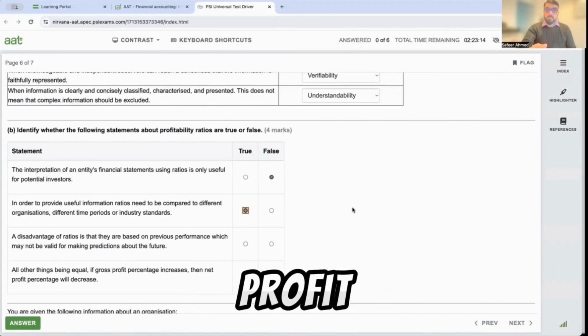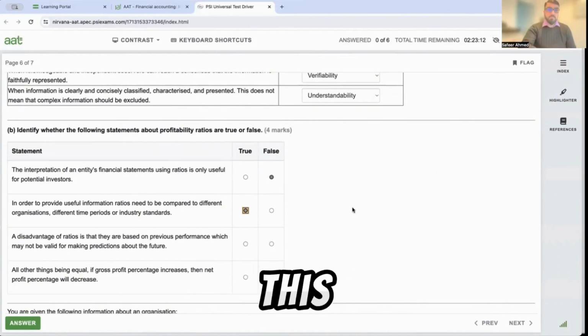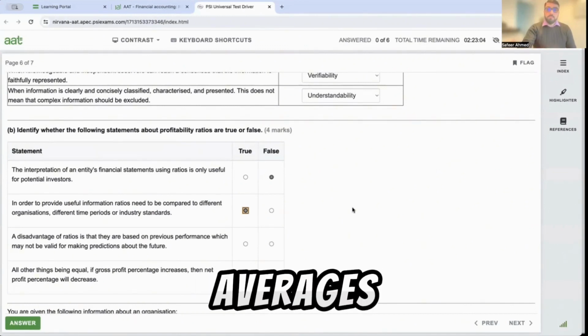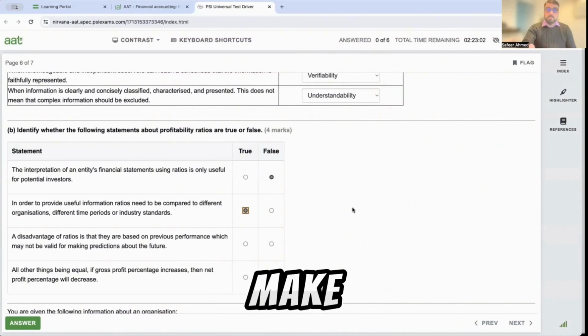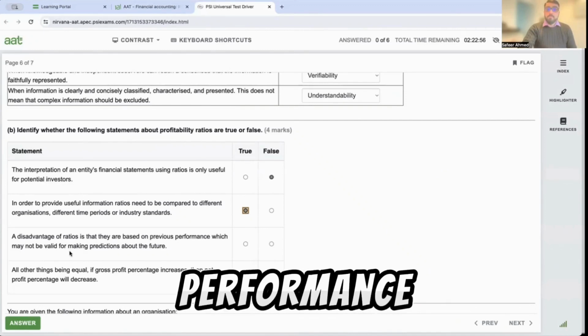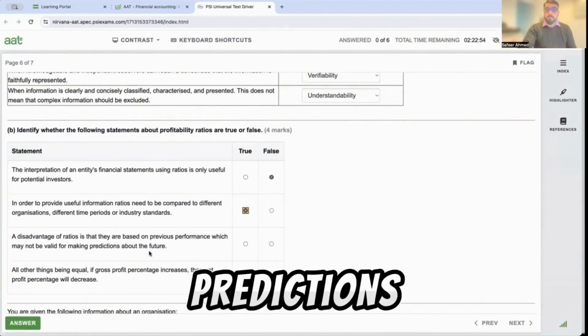So maybe the gross profit ratio last year was 30%, this year 40%, then it becomes meaningful for us. Or the gross profit ratio as compared to industry average is 10% higher. It becomes useful. A disadvantage of ratio is that they are based on previous performance, which may not be valid for making predictions about the future.